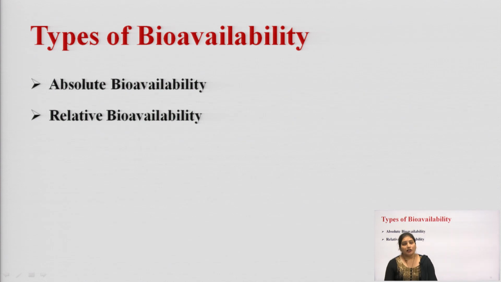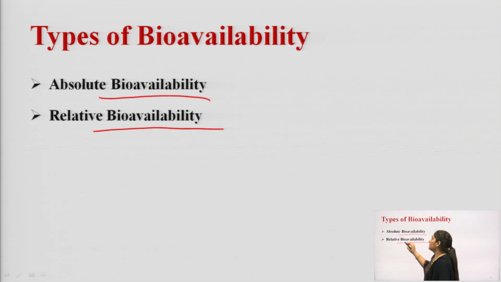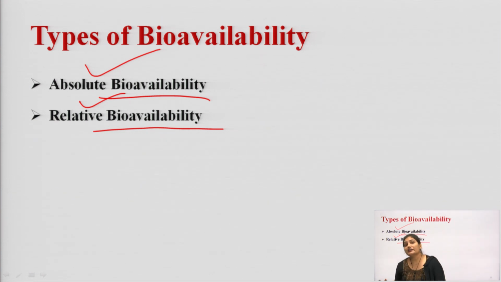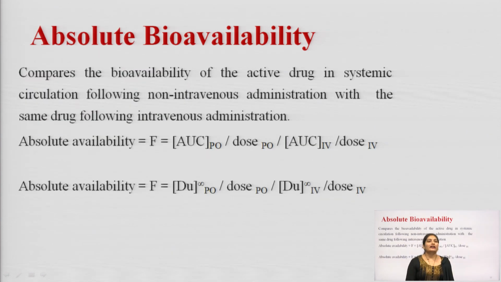Okay. Now, what are the different types of bioavailability? We have 2 types of bioavailability. First is the absolute bioavailability, second is the relative bioavailability. Now, what is the difference between these 2 types of bioavailability? Okay, relative means comparable. The relative bioavailability is comparative bioavailability, whereas the absolute bioavailability is the total bioavailability, we can say. Okay. So, first is the absolute bioavailability.